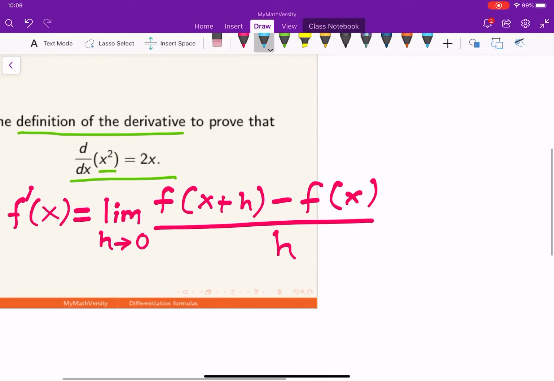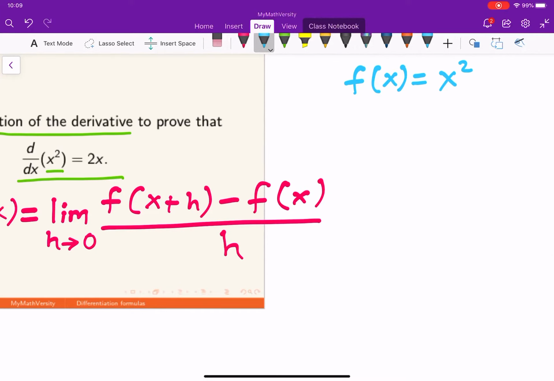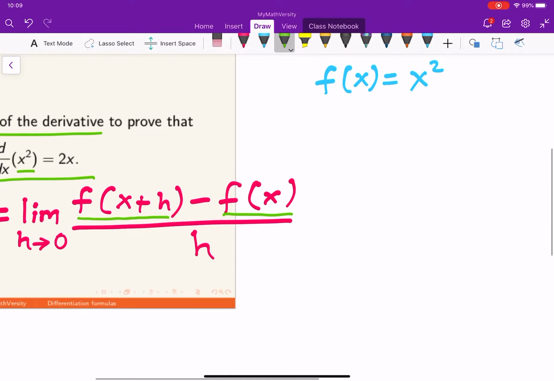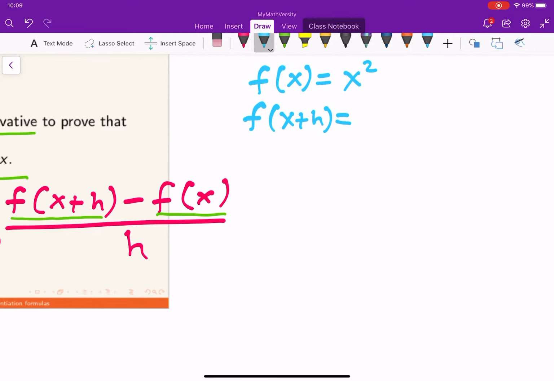To do that, let's assume that the function itself is x squared, and then we can show that its derivative is 2x. But to do that, what do we need to find first? According to this definition, we need to find the difference quotient. We already know what the function is. We need to know what f of x plus h is, so let's find that first. How do you find f of x plus h from x squared? Well, we just replace x by x plus h, right? So in that case, we'll have x plus h, squared.